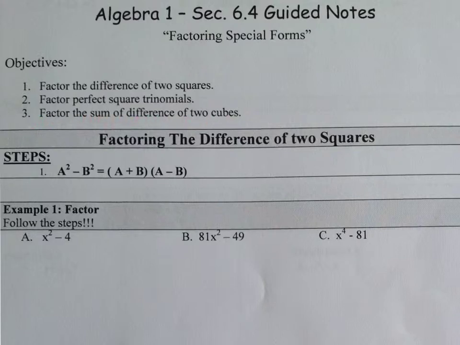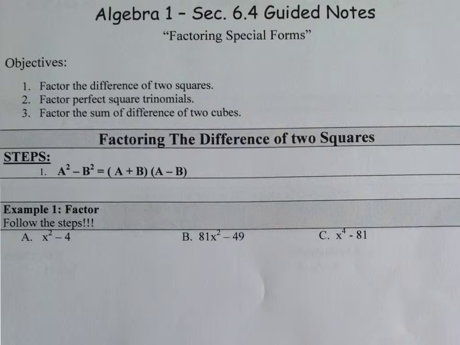So let's look at factoring the difference of two squares. You have this formula here. You have a squared minus b squared. If things are in the form a squared minus b squared, you can write a plus b times a minus b. It's equal to that. That's a factored form of it.